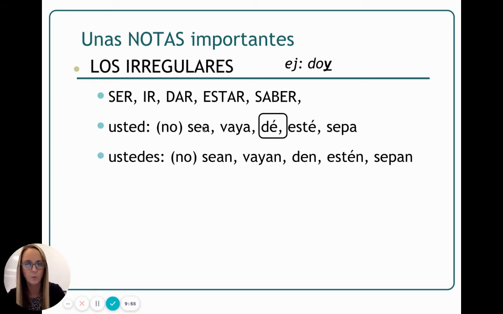So sea is more be as in characteristics, whereas estar would be more location or emotion. All of these don't end in an O in the yo form, so there's no O to drop off. So that's why we know they're irregular.